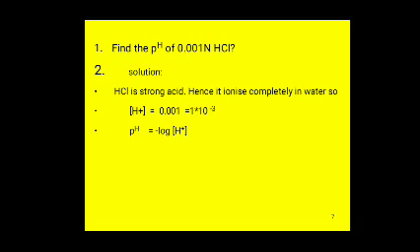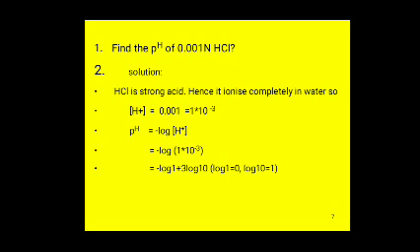pH is equal to minus log of the H plus ion concentration. Then pH is equal to minus log 10 to the power of minus 3. Using log a to the power of x equals x log a, minus log 10 to the power of minus 3 is equal to minus of minus 3 into log 10. Log 10 value is equal to 1, so the pH value of the given solution is 3.